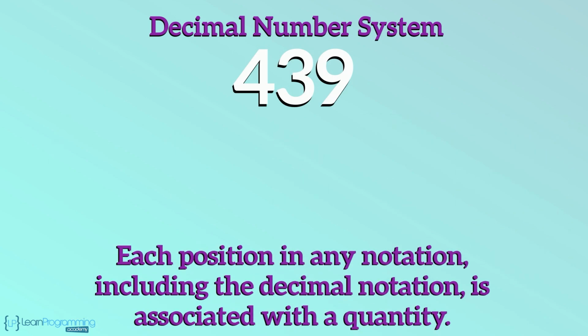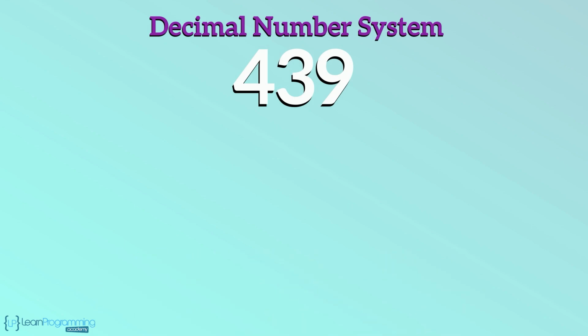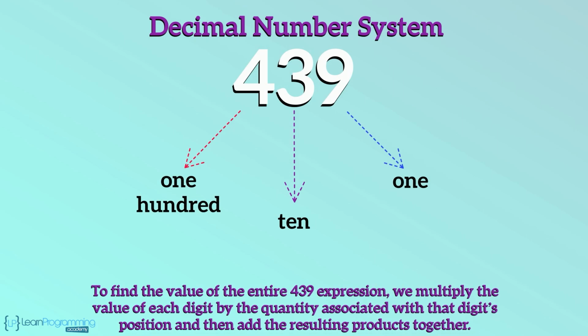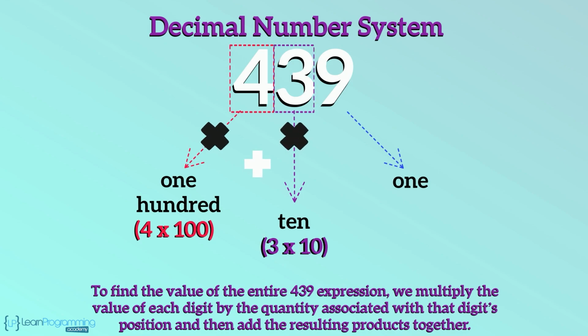Each position in any notation, including the decimal notation, is associated with a quantity. In our 439 example, the 9 is the position associated with the quantity 1, the 3 is the position associated with the quantity 10, and the 4 is the position associated with the quantity 100. To find the value of the entire 439 expression, we multiply the value of each digit by the quantity associated with that digit's position, and then add the resulting products together. For example, 4 times 100 plus 3 times 10 plus 9 times 1 equals 439.